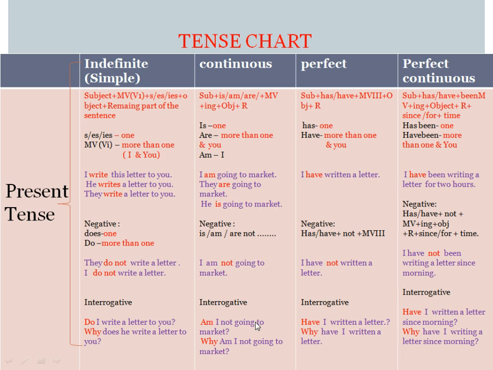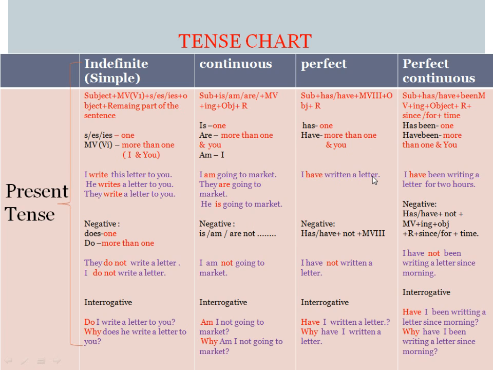Am I not going to market? Why am I not going to market? The question word always comes before the helping verb. Present perfect tense has two helping verbs, has and have. Has is for one, have is for more than one, and for you.